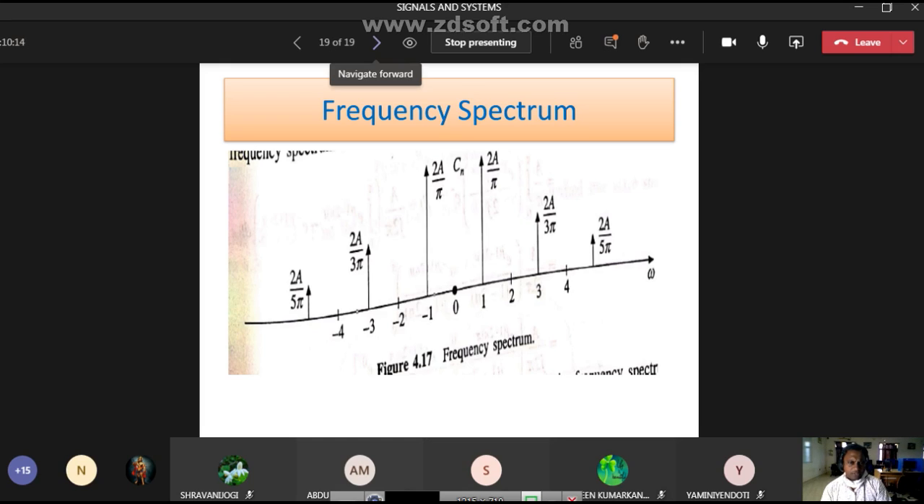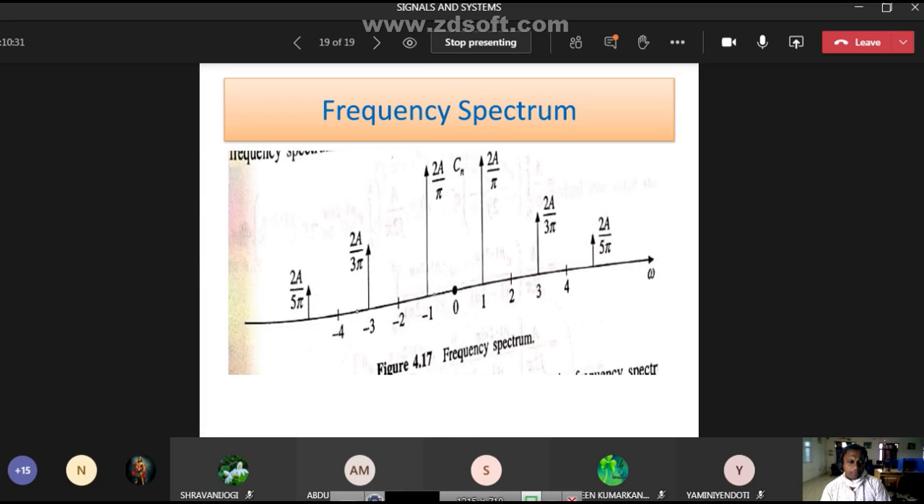For the magnitude spectrum, you can check in this formula: the real part is 0, so taking under root real part square plus imaginary part square, again you will get 2a by n pi. Expanding that, when n is equal to 1 you will get 2a by pi, when n is equal to 3 you will get 2a by 3 pi, when n is equal to 5 you will get 2a by 5 pi. Like that you get spectral components for all different values of n. These are called the frequency spectrum of the given periodic square wave.